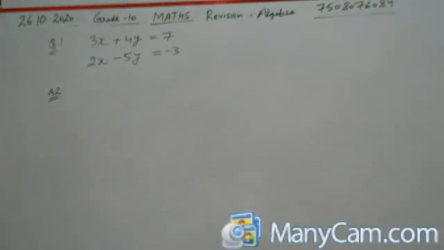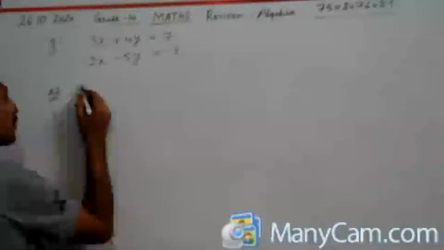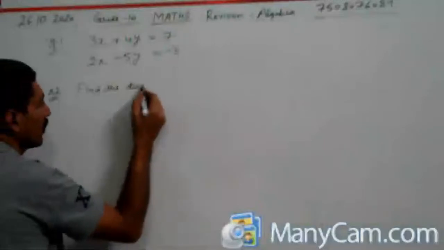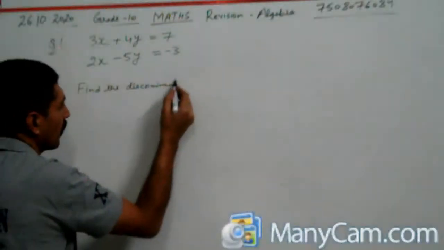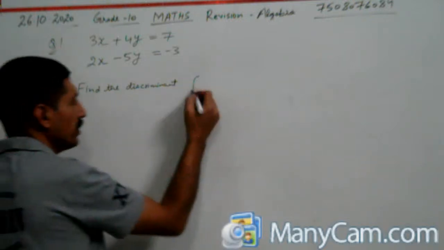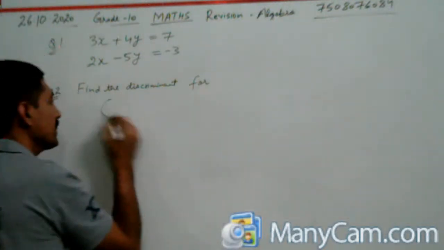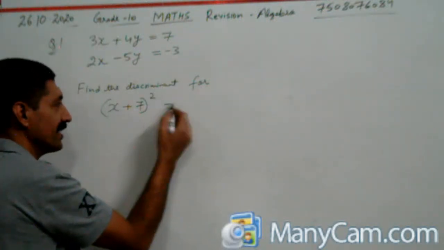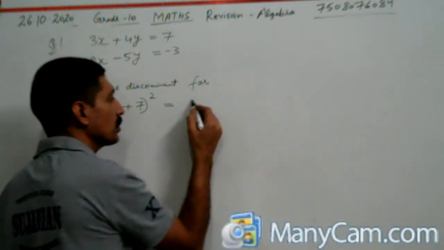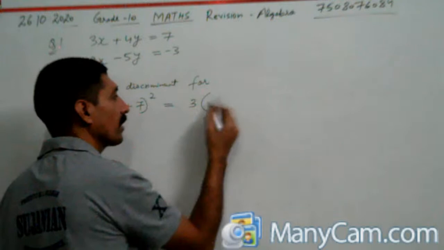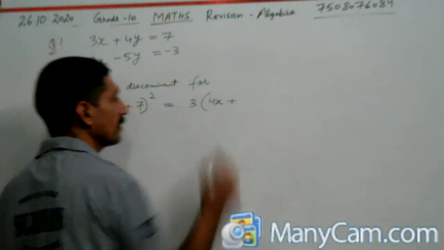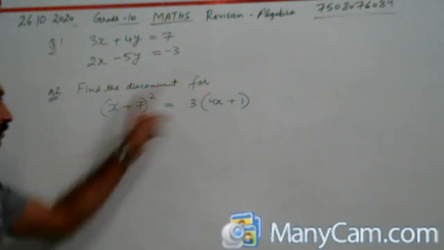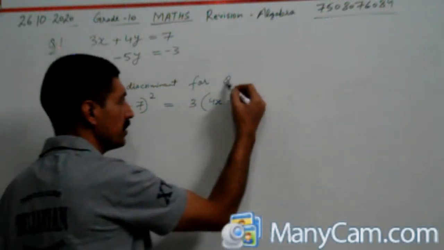Question number 2. Find the discriminant for the equation x plus 7 whole square is equal to 3 into 4x plus 1. Find the discriminant for the quadratic equation.